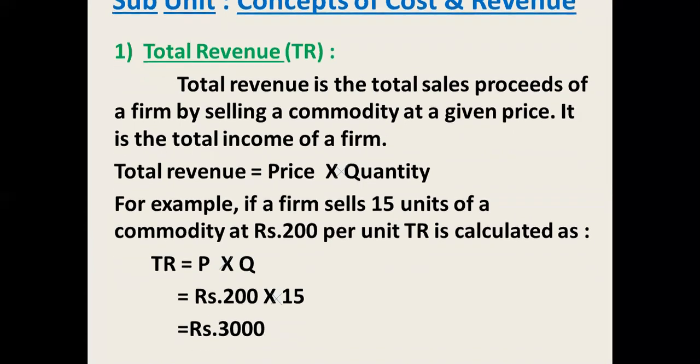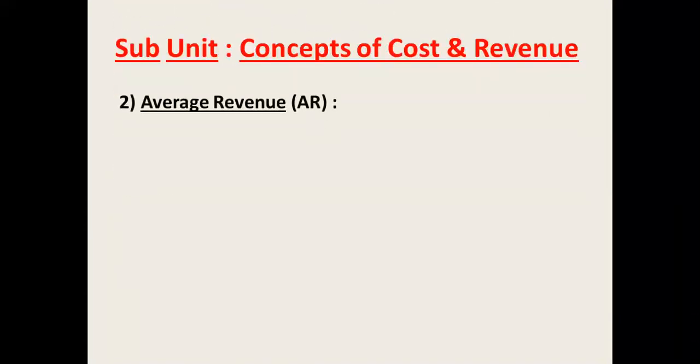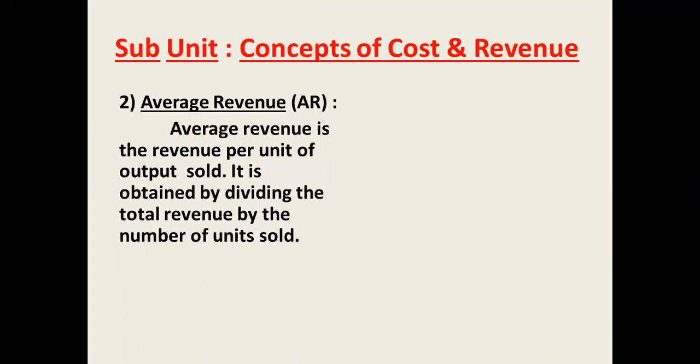Then the next type is the average revenue. See, what does average mean? In the last video I discussed that the average means a single figure which represents the whole units, or the series.